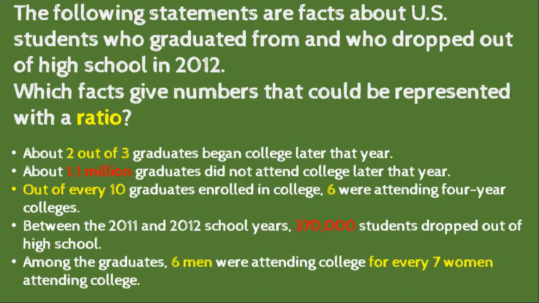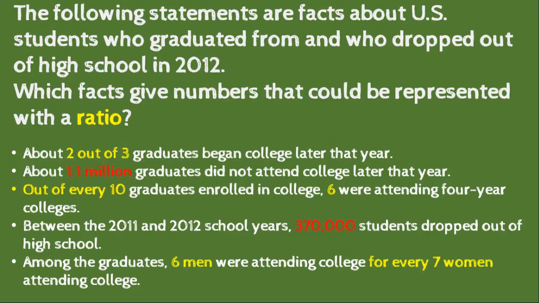Out of every 10 graduates enrolled in college, 6 were attending 4-year colleges. So out of every 10, 6 were attending 4-year colleges. That is a specific amount for each option. So that is a ratio.